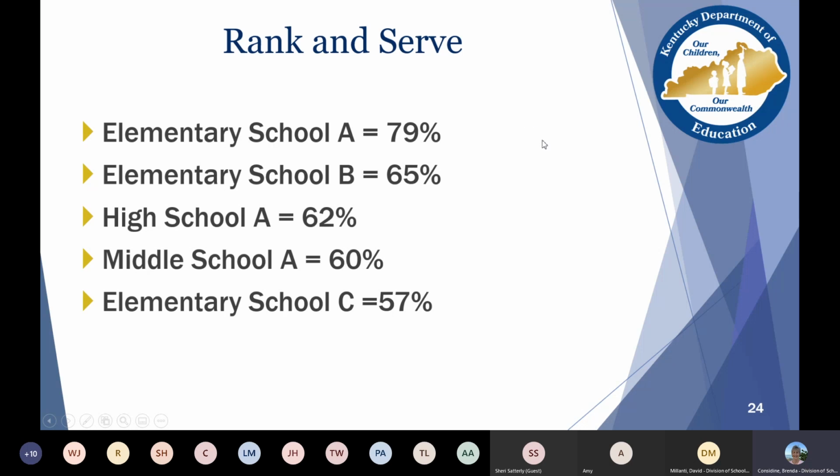So we're going to rank and serve. This is our district. We have elementary school A, which is at a 79% poverty level. School B, elementary, is at 65%. We have a high school that's at 62%. We have one middle school at 60% and an elementary school C at 57%. So let's look at different ways that we could rank and serve those schools in our district.